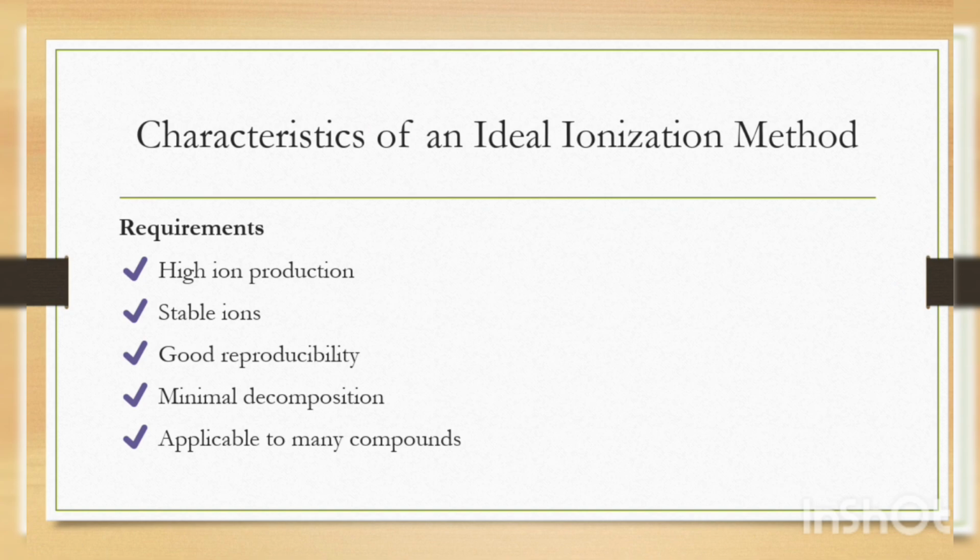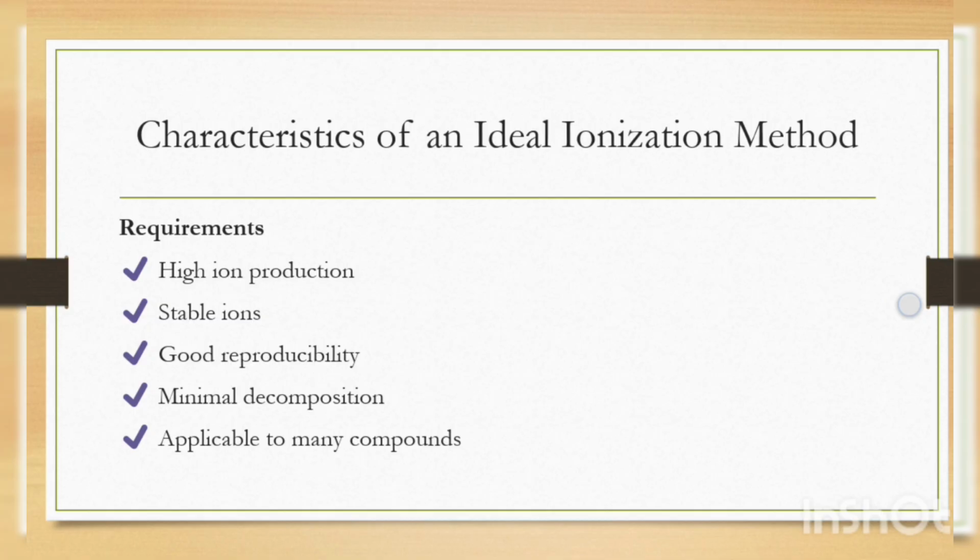Now, let us discuss what an ideal ionization technique should provide. An ideal ionization method should have high ion production. We want sufficient ions to obtain a strong signal. Second, stable ions. The ion should survive long enough to reach the analyzer and detector. Third one is good reproducibility. If we analyze the same sample repeatedly, we should obtain similar results. Ideally, the molecular ion should remain intact, as molecular weight information is important. And finally, it should be applicable to a wide range of compounds.